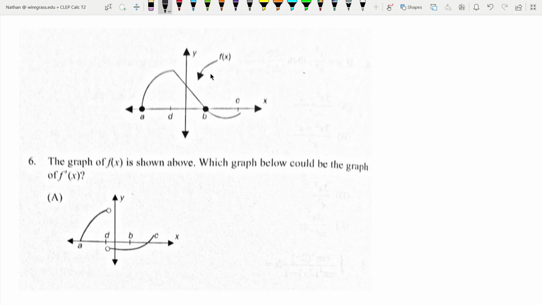All right, we have the graph of f of x shown here, and which graph below could be the graph of f prime of x, the derivative. So for this one, we're looking at the rates of change, right? And we have A here.